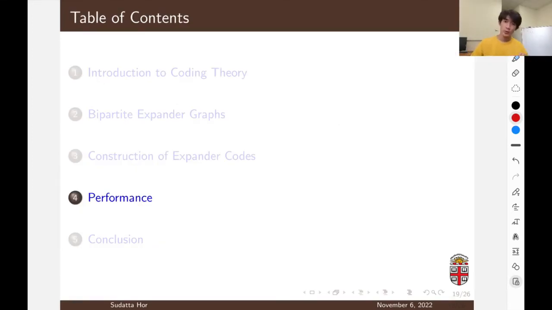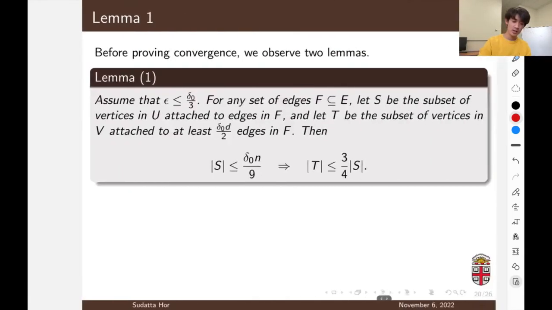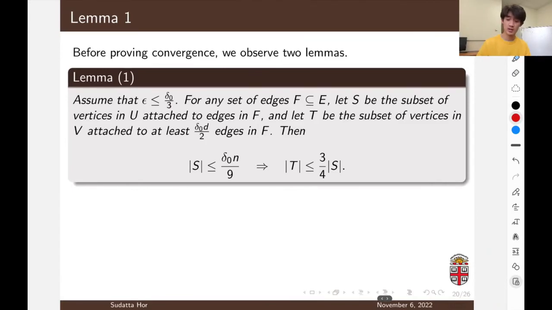So next we will prove this decoding will actually converge, and we'll actually prove the number of errors that we can actually correct. So first we need to start off with a lemma. So assume that epsilon is less than or equal to delta naught over 3. Remember, delta naught is the minimum relative distance of C naught.